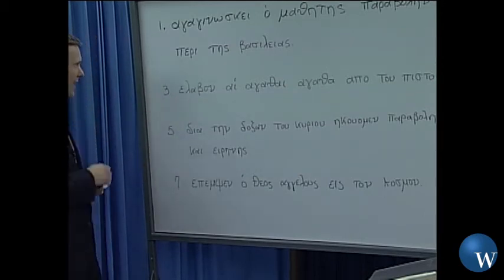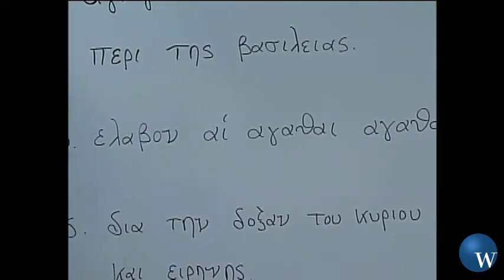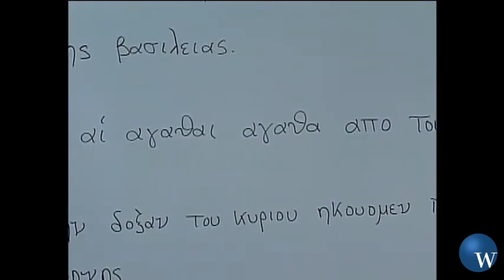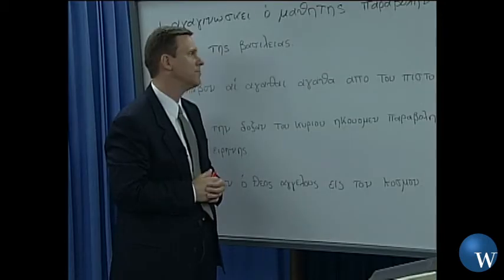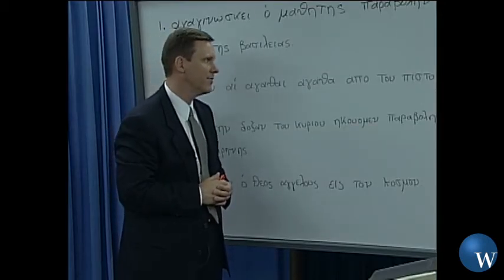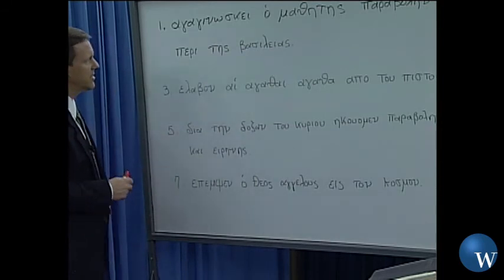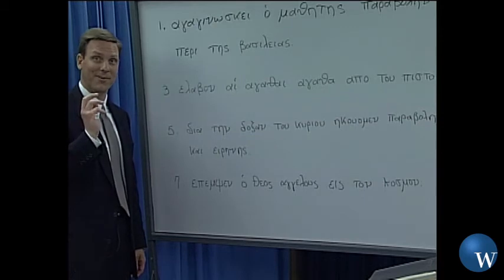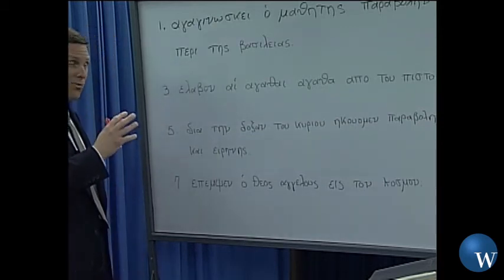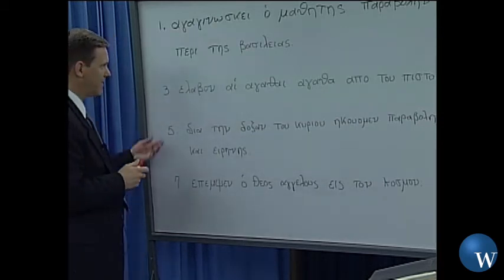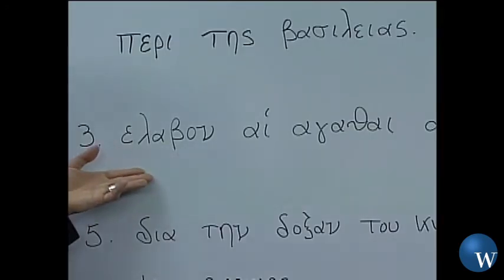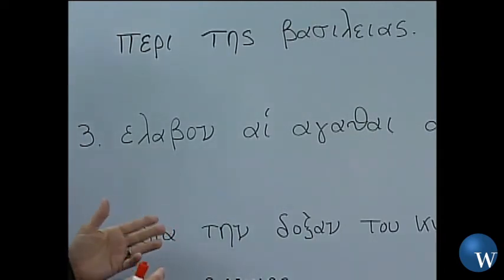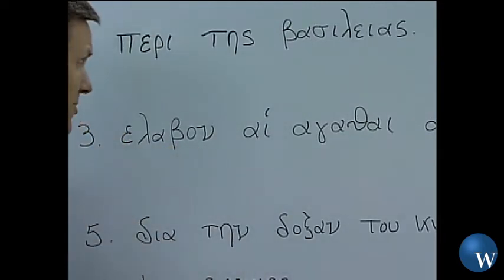Sentence number 3. Elaban hai agathai agathai apa tou pistou adelphou. Now, this sentence is a little bit tricky, but I want you to take a close look at it and see if we can work through it together. As I look down through here, I say, okay, here's my verb. We'll come back to that verb in just a moment, because if you want to do the verb first, that's fine. It's just a matter of preference.